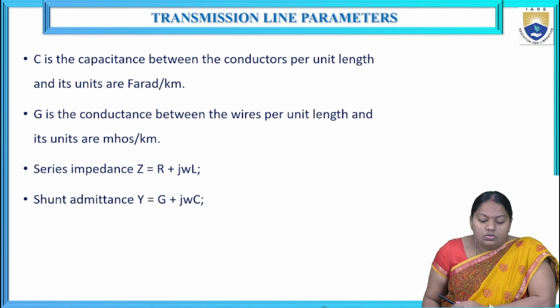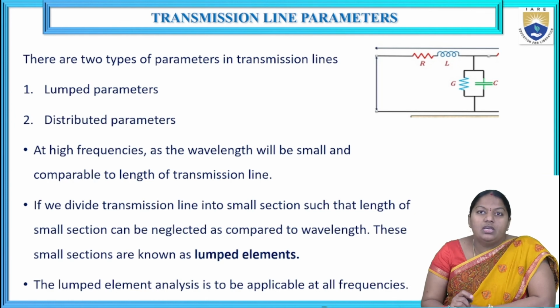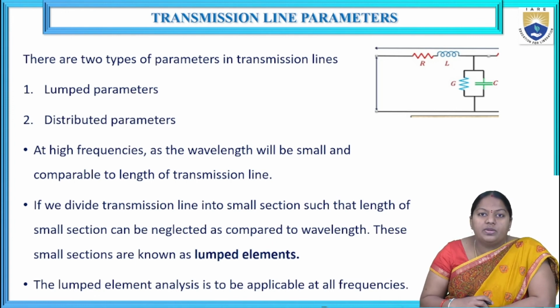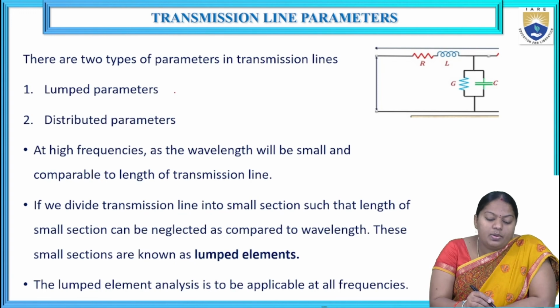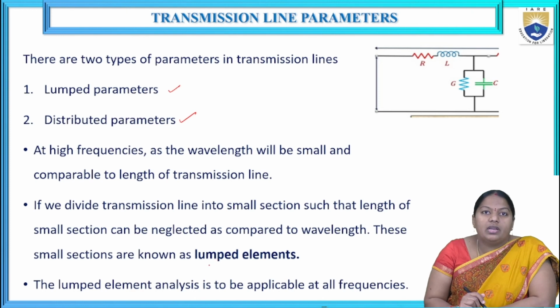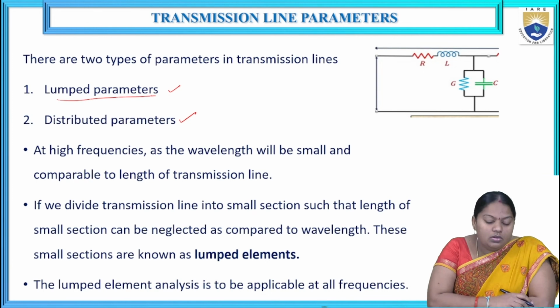Next, now depending upon the components which exist in the transmission lines, there are two types of parameters in transmission lines. One is lumped parameters and another one is distributed parameters. Right? There are two types of parameters in a transmission line: lumped parameters and distributed parameters. Suppose you consider the first case as the lumped parameter section, what does it consist of? How is it formed?